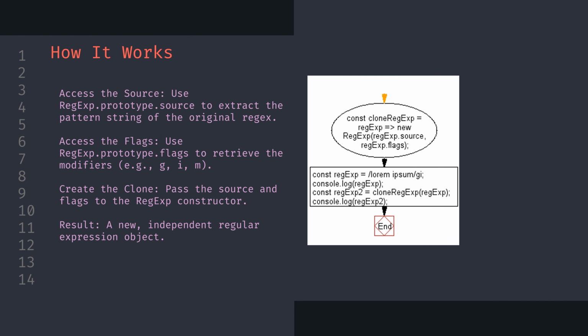The cloning process involves extracting the source pattern and flags of the original regex and passing them to the regex constructor. This ensures the clone regex is an independent copy.